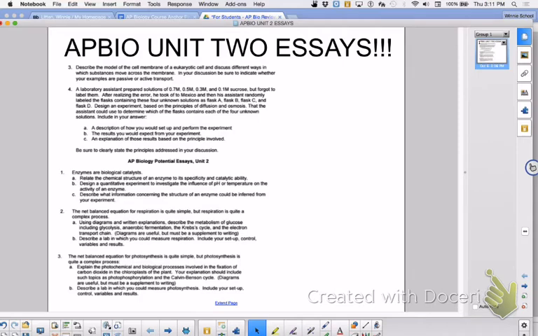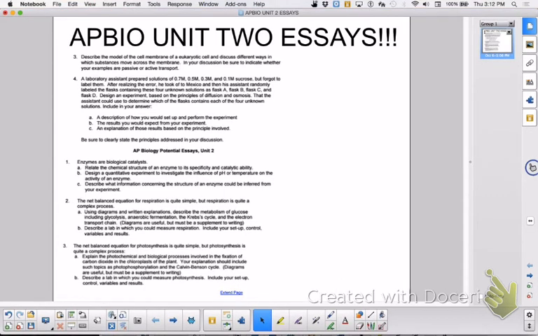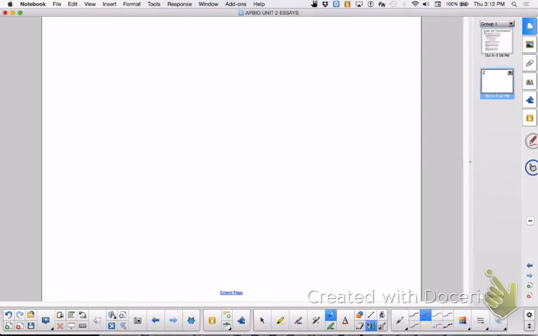So the first essay on here says, describe the model of a cell membrane of a eukaryotic cell and discuss different ways in which substances move across the membrane. In your discussion, be sure to indicate whether your examples are passive or active transport, right? So when you do that, you are going to want to be able to draw yourself a cell membrane, right? A simple one in case I ask you about this.